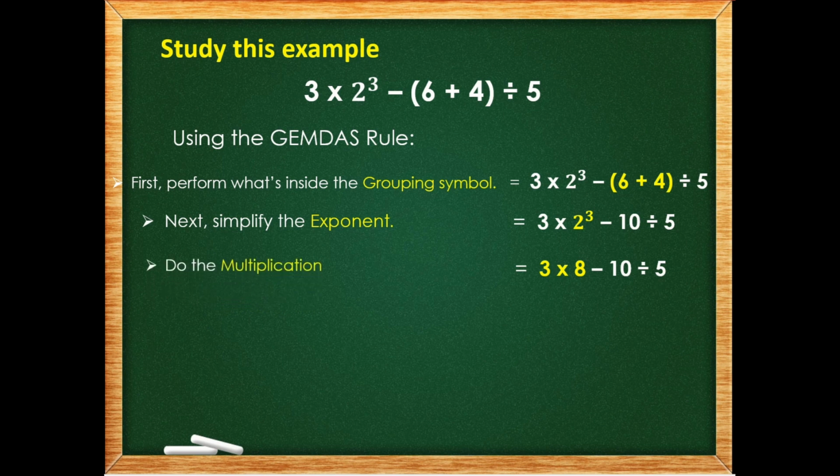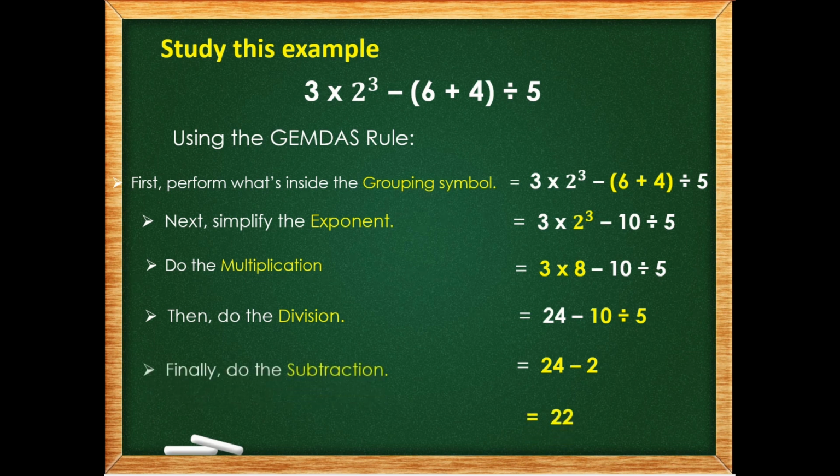Then do the multiplication. We have 3 times 8 is equal to 24 minus 10 divided by 5. Then do the division. So we have 24 minus 10 divided by 5 is equal to 2. Then subtract: 24 minus 2 is equal to 22. Therefore, the answer is 22.